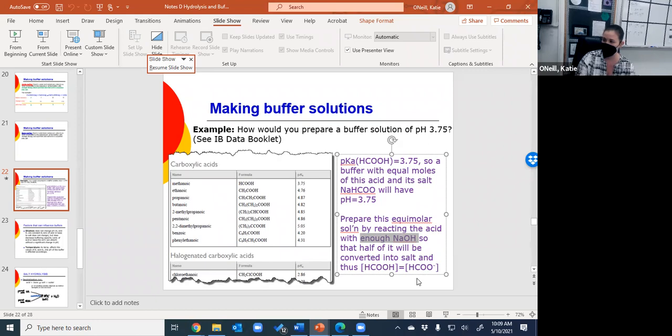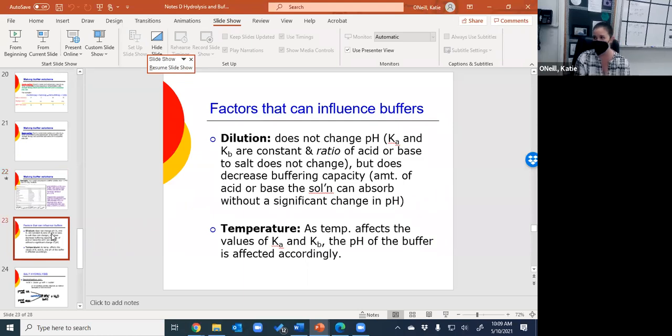And I guess they didn't explain that in words on the slides, but that's what they're looking for. Twice as much strong base as weak acid with equal concentration. All right, so some things can affect, I don't want to say the strength, but how well it works, or for how long it will work, how much it can buffer.